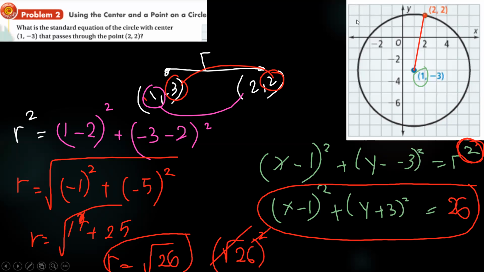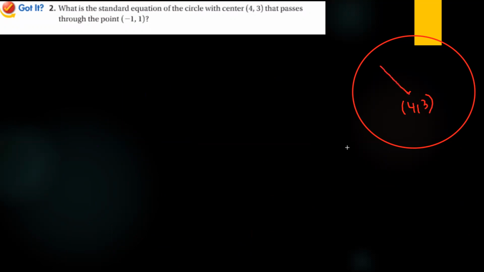Let's have another example now. What is the standard equation of the circle with the center 4, 3? So here you have a circle with a center 4, 3 that passes through the point -1, 1. Now, what's the meaning of it here before drawing it? That means here you have this.